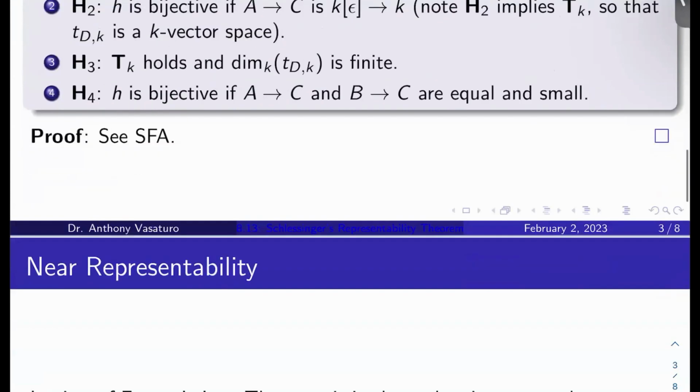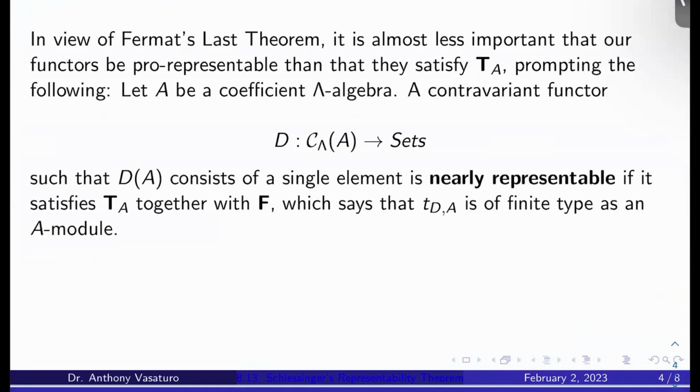Okay. In view of Fermat's last theorem, for us, though, it's almost less important that our functors be pro-representable than that they satisfy the tangent module hypothesis T_A from my tangent module video, prompting the following definition. Let A be a coefficient Λ-algebra, a covariant functor D from C_Λ(A) to sets such that D(A) is a singleton is called nearly representable if it satisfies T_A together with F. Property F says that T_D(A) is finite type as an A-module. So it's the analog of T_D(K) being a finite dimensional K vector space from Schlesinger's theorem. Okay.